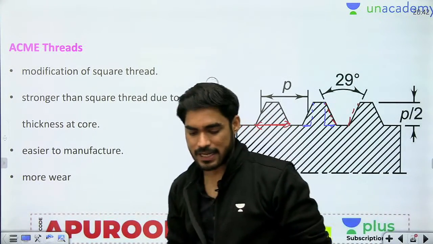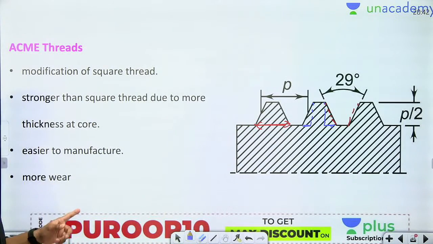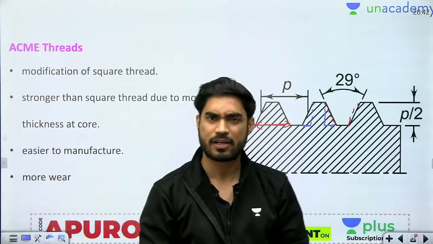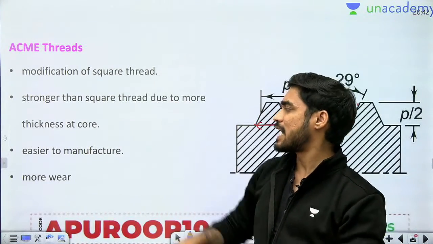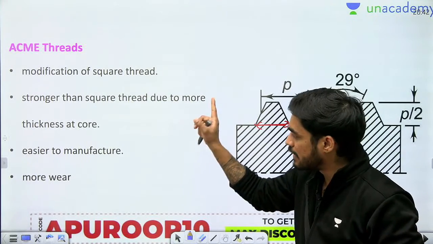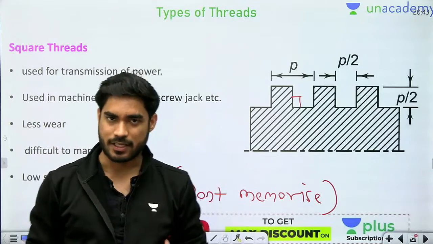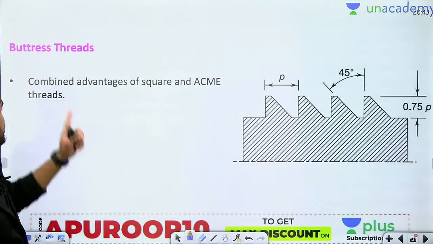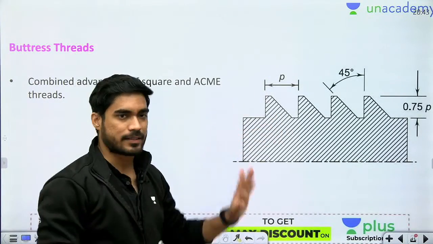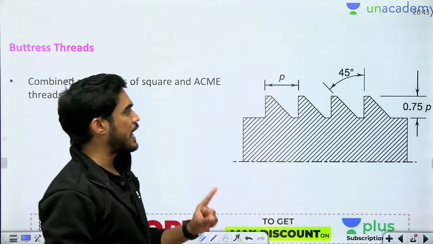Okay, this will be stronger than the square threads, but it will have a disadvantage, more wear. Due to this tapered shape there will be more wear. Okay, we will not get into the detail कि wear ज्यादा क्यों होता है. तो जो इसका एडवांटेज है वो इसका डिसएडवांटेज है, जो इसका डिसएडवांटेज है वो इसका एडवांटेज. Both are very opposite of each other. And the third one is buttress thread, which is the combination of square and acme threads. अब इसमें हमने क्या किया है?